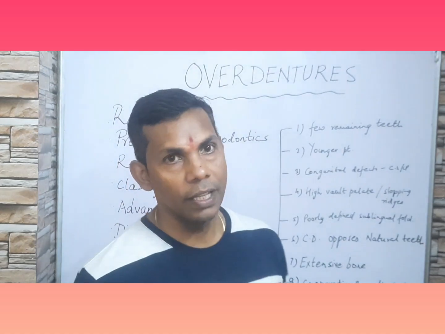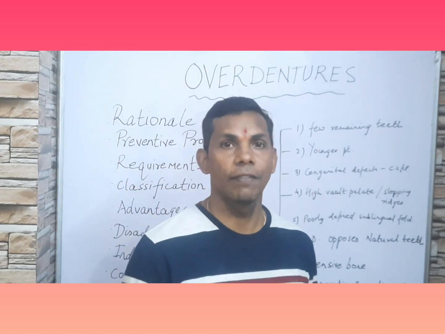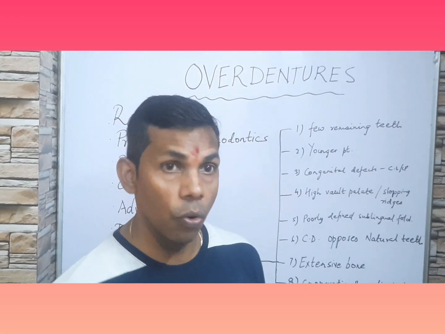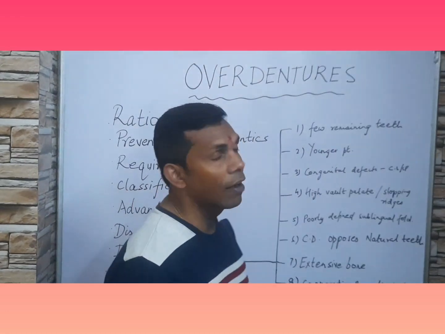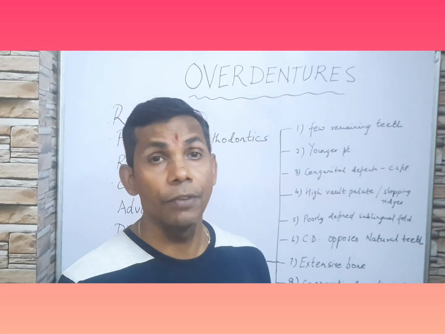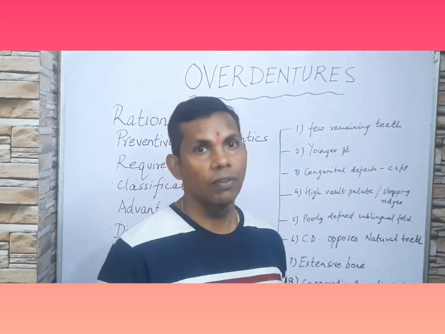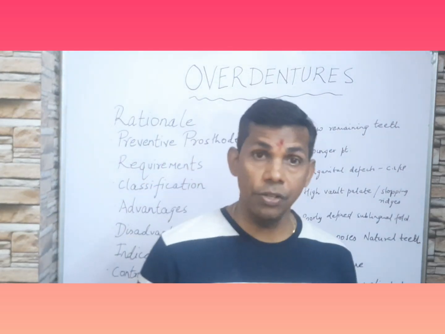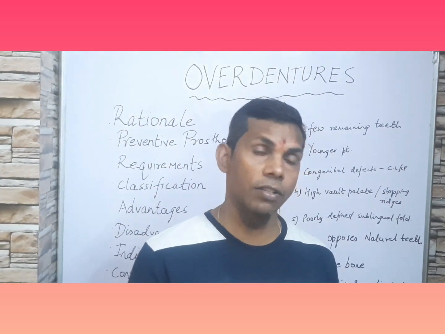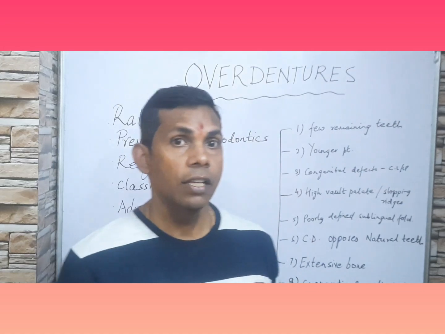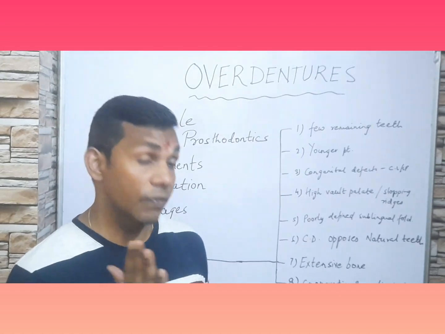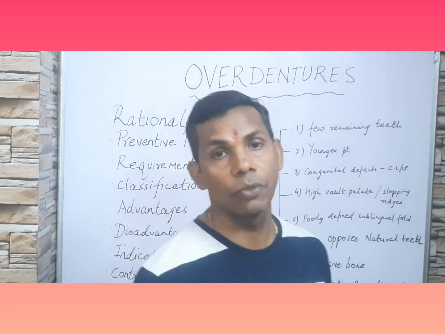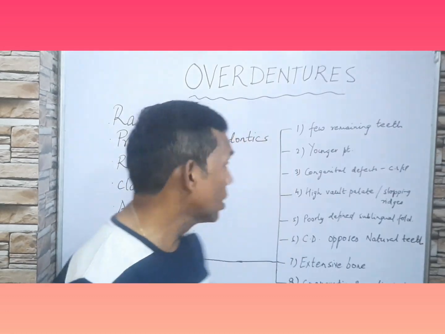So next are the indications for an overdenture. Now we all know, as in the definition also, you are taking support from one or more teeth. That is, whenever you are having few remaining teeth, you can always think of an overdenture. Secondly, if you have a younger patient who is partially edentulous and you are having very few teeth, in those cases it is very much indicated, and you have to make sure that you preserve those teeth, never extract those teeth.